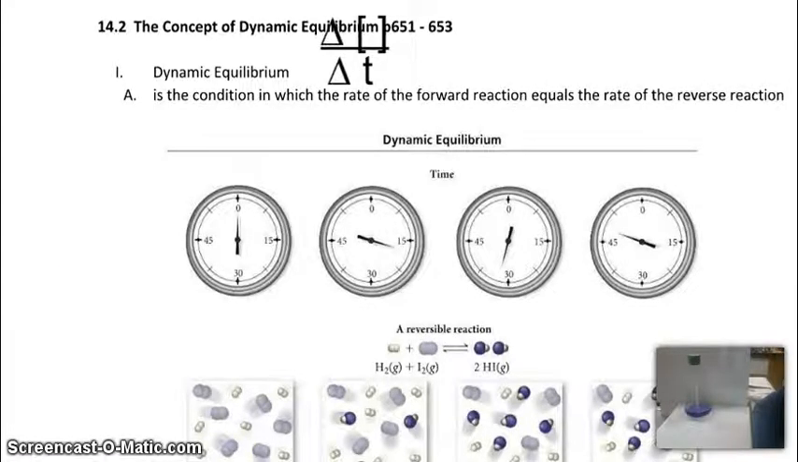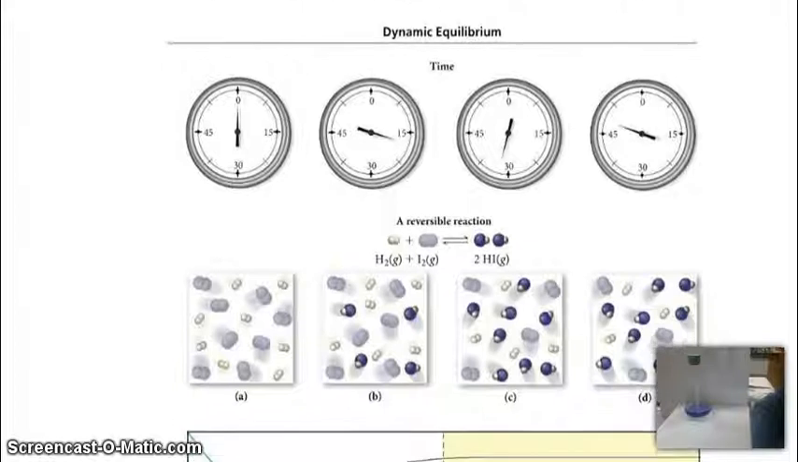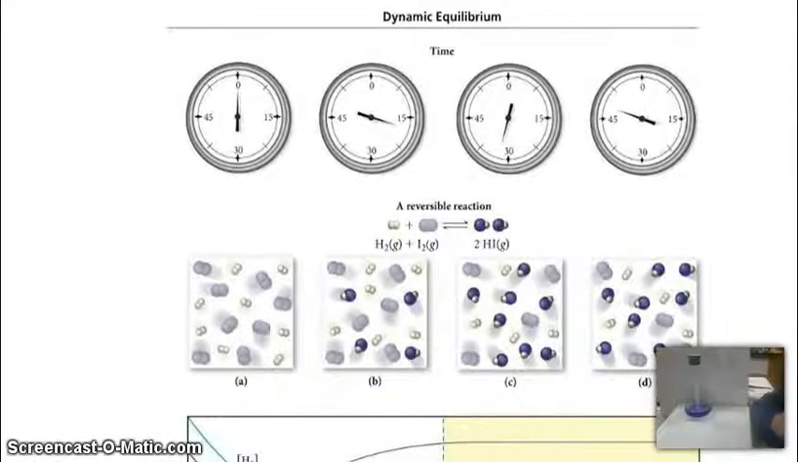Yes. Okay, so let's take a look at this picture here. We have some clocks. Obviously, time is a factor, kind of like last chapter. What are we dealing with? Well, here's my reaction: H2 plus I2 making 2HI. Take a look at the pictures here. The small, light-colored is the H2. The larger, gray is the I2. And then the blue, it looks like it's the HI.